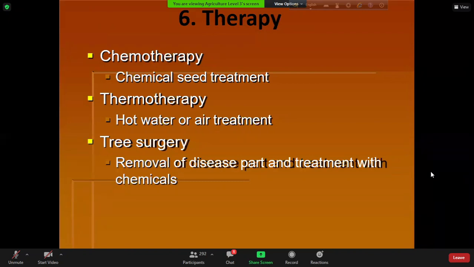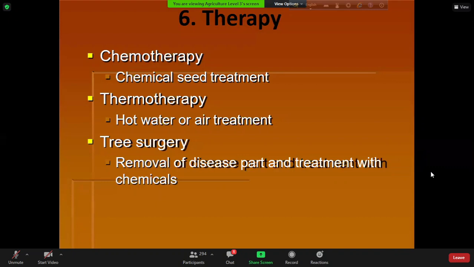That is, chemotherapy means use of chemicals. Thermotherapy means we can use heat to control the pathogen. Maybe high temperature, maybe very low temperature. And tree surgery means we have to dissect the infected plant part. We have to remove the infected plant part. After removal, we have to apply some chemicals to the region of dissection. We call it tree surgery.